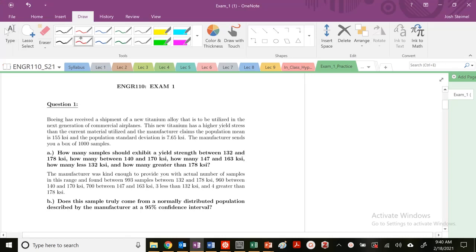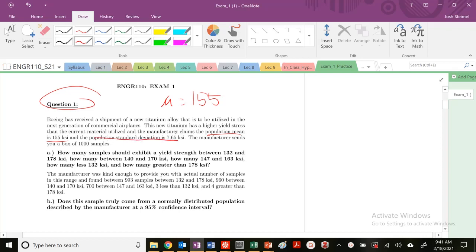Back, and we are going to look at basically our first question on our practice exam for exam 1 in ENGR 110. So, Boeing has received a shipment of a new titanium alloy that is to be utilized in the next generation of commercial airplanes. The new titanium alloy has higher yield strength than the current material utilized. The manufacturer claims that the population mean, so mu, is equal to 155 KSI.